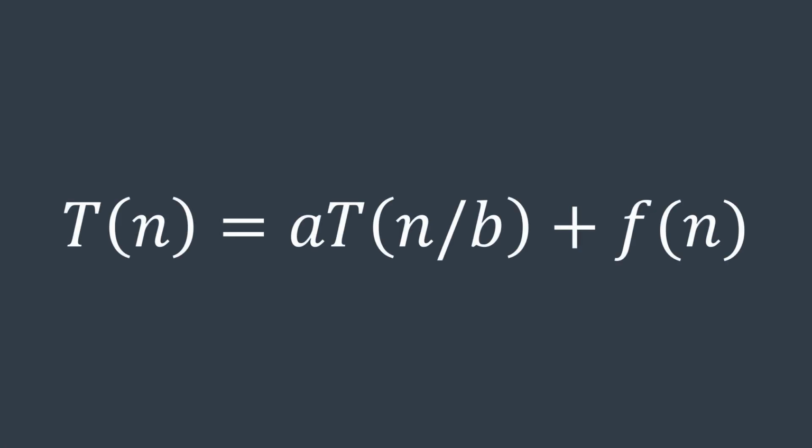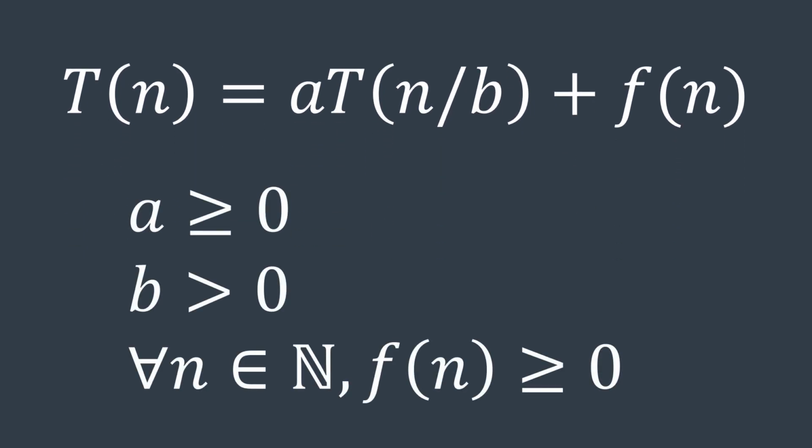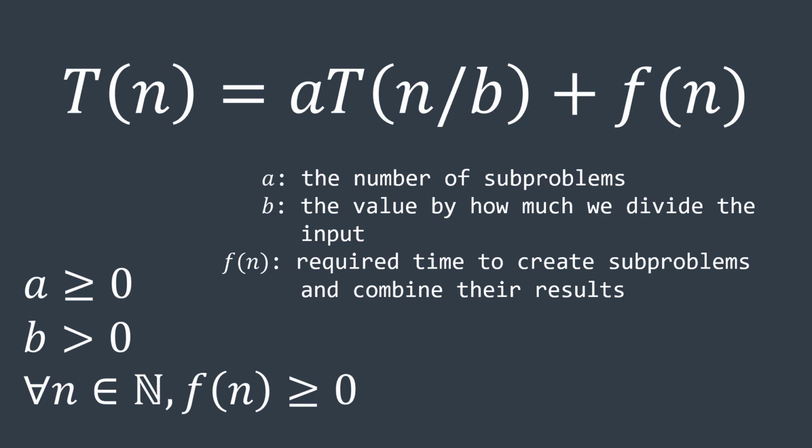That generic form is T(n) = a × T(n/b) + f(n), where a is a constant and positive, b is constant and strictly positive, and f(n) is an asymptotically non-negative function. Here a represents the number of subproblems, b represents the value by how much we divide the input, and f(n) represents the required time to create subproblems and combine the results.